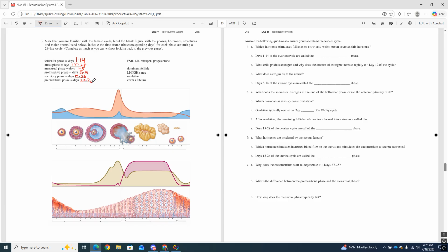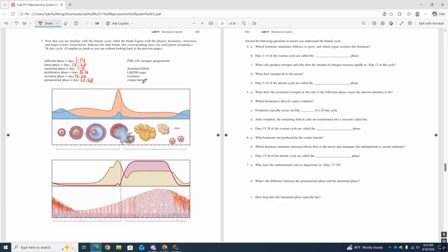Okay, guys? All right. Good. I know, really bad handwriting here. I just got to be really delicate. Okay. Let's label FSH, LH, all that stuff here, estrogen, progesterone.